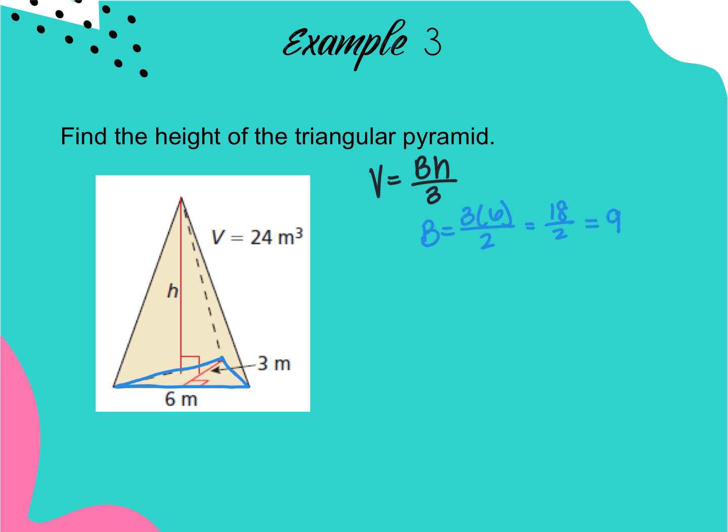Again, I'm solving for my height. My volume is 24 equals the area of my base, which is 9, times my height, which is what I'm trying to find, divided by 3. I'm going to then end up with 24 equals 3h. Divide both sides by 3. And your height is going to equal what? Good. 8 meters. And you're done with that one. Okay, so you guys need to be able to find everything, even if they ask us to solve it the opposite direction.